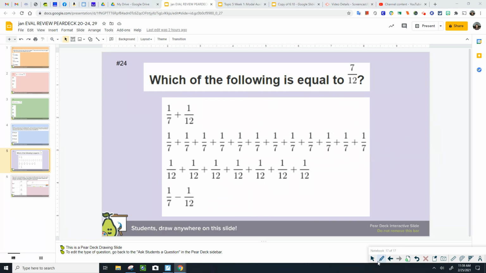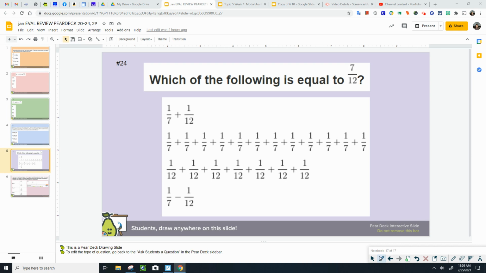All right, let's look at number 24. It says, which of the following is equal to 7/12? Okay, so here are your four choices. These are addition problems. This is a subtraction problem. You need to do the problems.